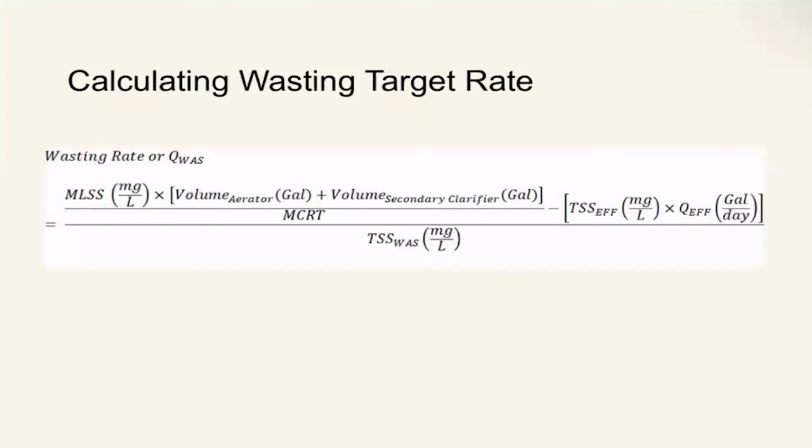Finally, we have the equation for calculating our waste target, which is just the MCRT equation rearranged. As you can see here, you plug in the desired MCRT with all the values we found before, and this will give you your target wasting rate. And that concludes our basic walkthrough of an MCRT problem, but we are going to provide an additional couple of examples if you would like to continue following along for the rest of the video for more practice.